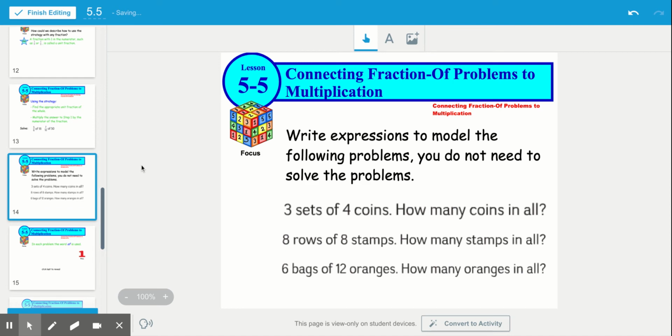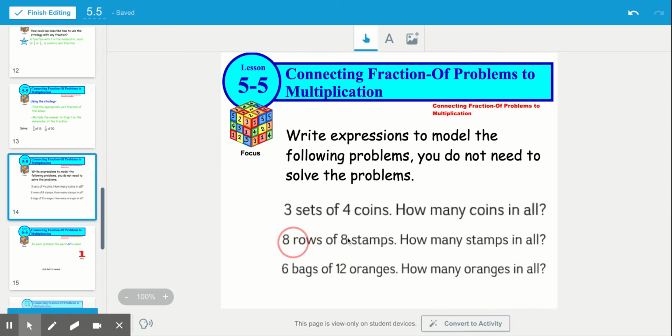So we want to write some expressions to model the following problems. You don't have to solve them, just write out the expression for them. We've got 3 sets of 4 coins. How many coins in all? 3 sets of 4 coins, 8 rows of 8 stamps, 6 bags of 12 oranges. How many oranges in all? What kind of math would you be doing here? So you've got 3 sets of 4 coins. So you're going to have 4 coins in each set times 3 sets, 12.